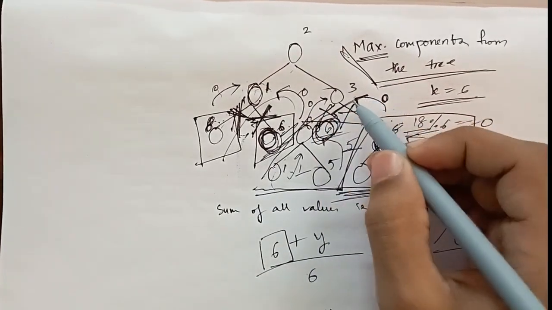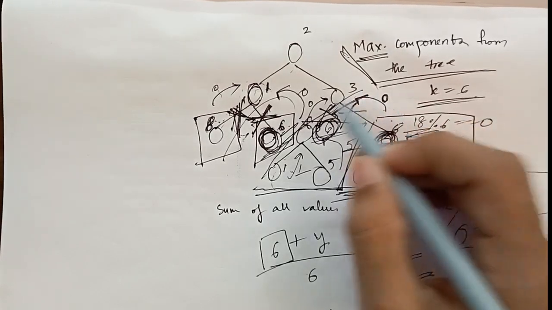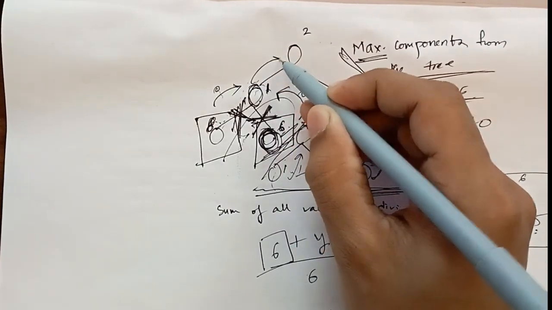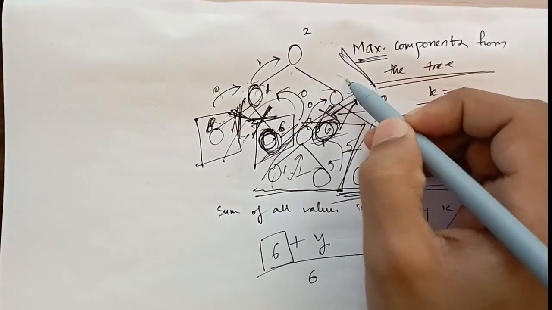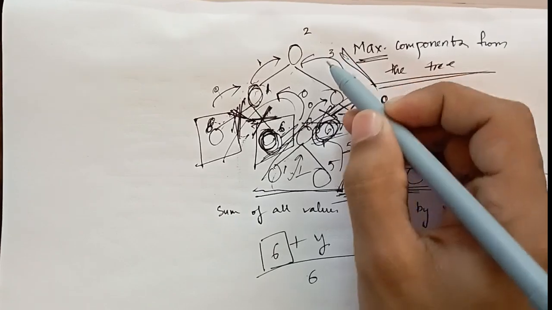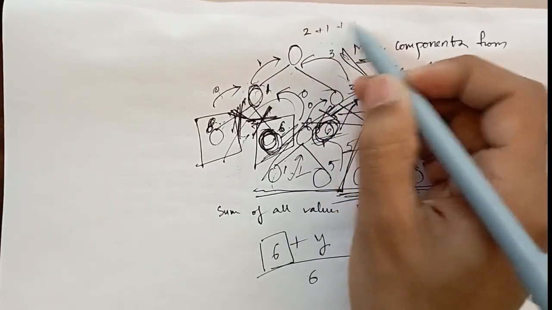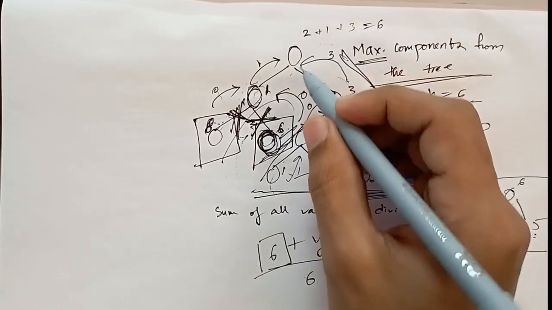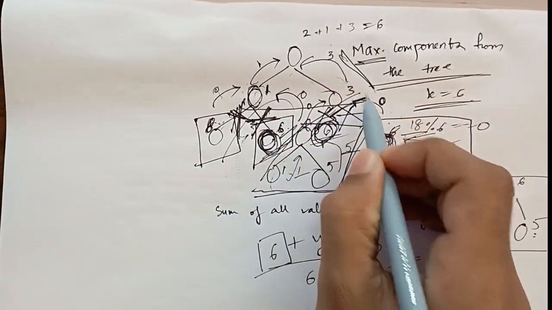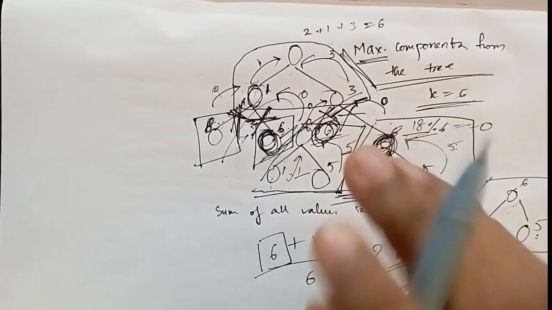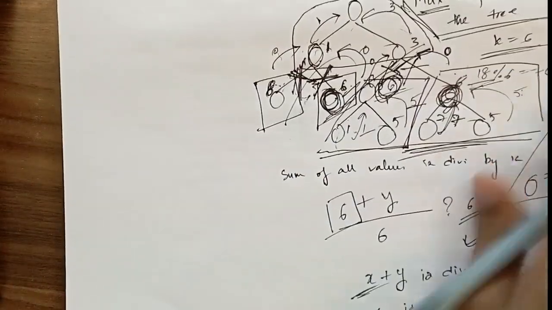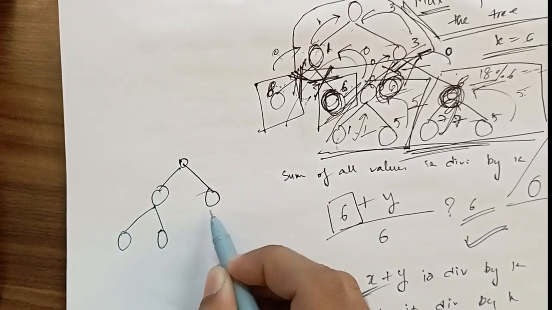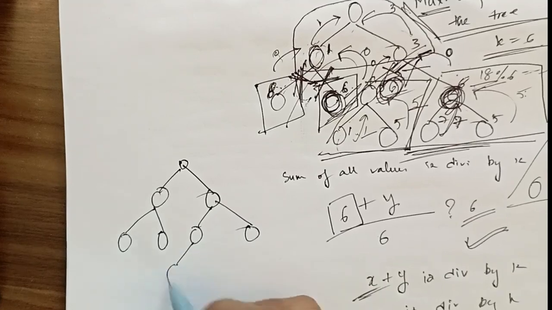Here we got 0. Here we got 3 plus 0 will be 3. And here we got 1. We will be sending 1. We will be sending 3. And 2 plus 1 plus 3 is equal to 6. It is also divisible by 6. So this will be another component. I think it is quite clumsy there. I'll be drawing another one.